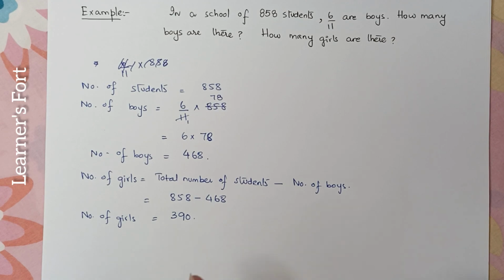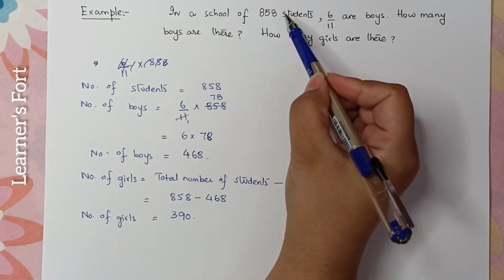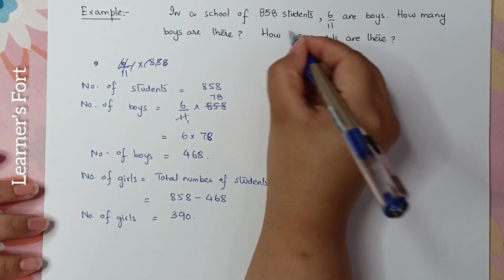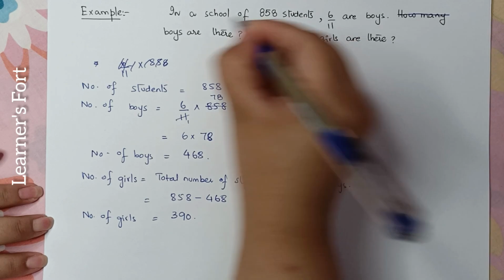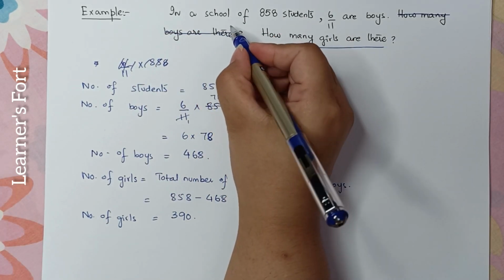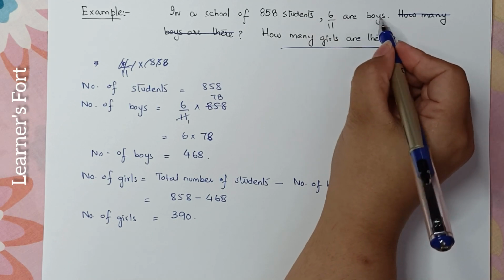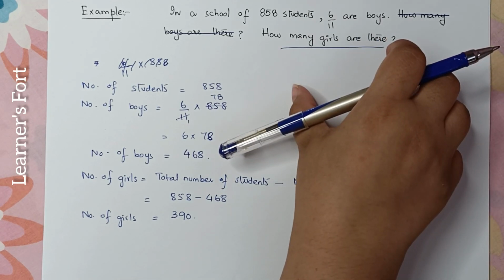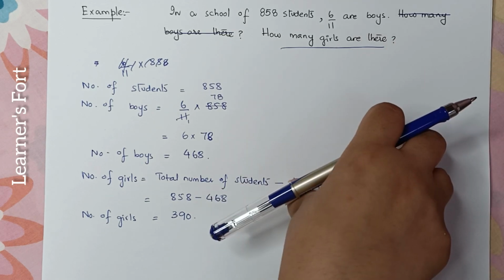Okay, now the question can also be given to you as, in a school of 858 students, 6 upon 11 are boys. Let's suppose this question is not here, only this question is. In a school of 858 students, 6 upon 11 are boys. How many girls are there? If the question was given to you like this, how are you going to solve it?